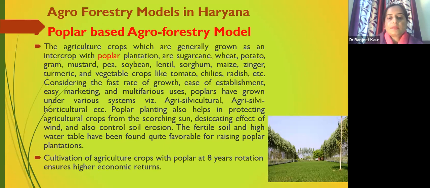So this poplar planting is also helpful in protecting agriculture crops from scorching sun and effects of wind. It also controls the soil erosion. The fertility of soil and high water table have been found quite favorable for raising this poplar plantation here. So cultivation of agriculture crop with poplar at 8-year rotation ensures higher economic growth in Haryana.